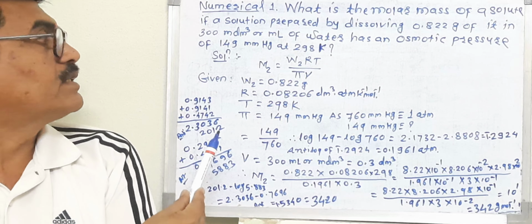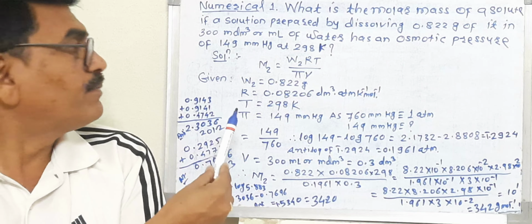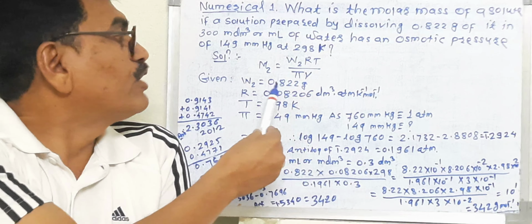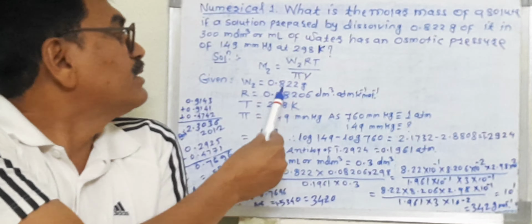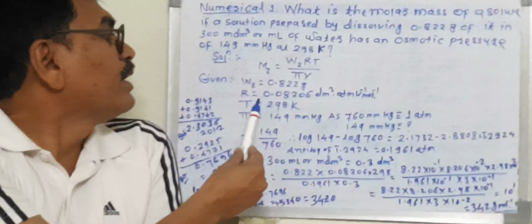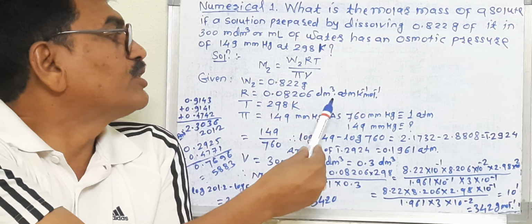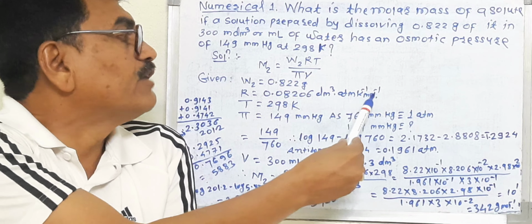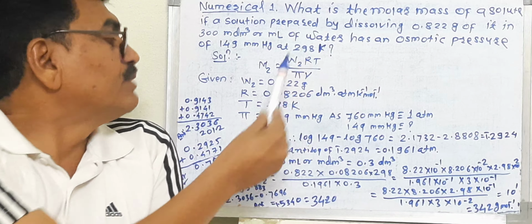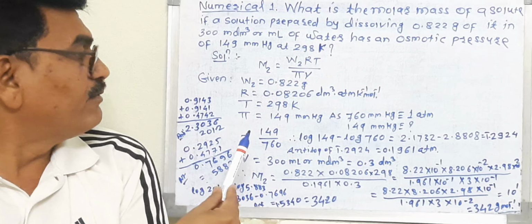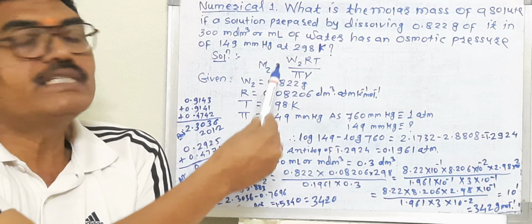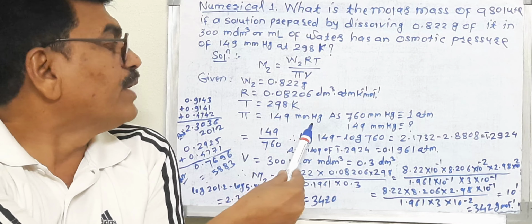So how to solve this? First of all, write down the given data. What is given? The weight of solute W2 is 0.822 grams. Then we know the value of R, 0.08206 decimeters cube atmosphere per Kelvin per mole. The temperature is given, T is equal to 298 Kelvin. Then the osmotic pressure is given, 149 mmHg.